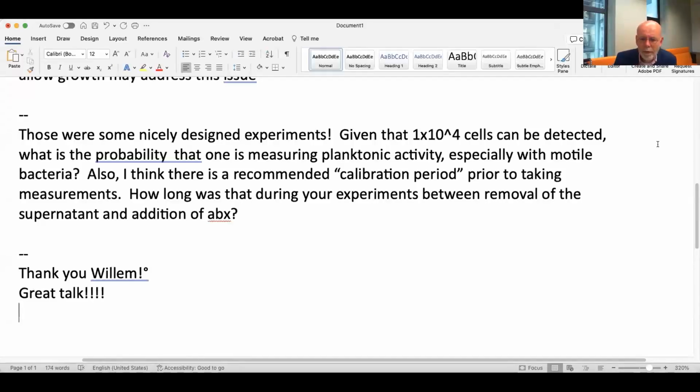How long was the duration? This of course depends. Sorry, how long was the intermediate period? Well, after the overnight incubation in the calScreener to determine whether all the biofilms are growing in the same way, you take out the supernatant to get rid of all the planktonic bacteria, and then put in new media with antibiotic, or without.